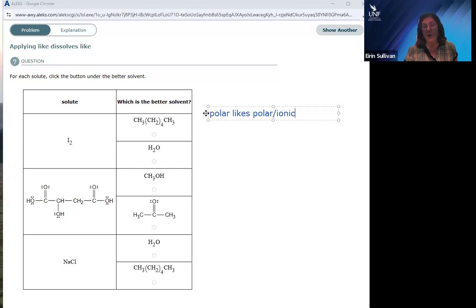Anything where there's a difference of charge. And then non-polar is going to like other non-polar. So think of your typical hydrocarbons. Remember, carbon-hydrogen bonds are completely non-polar.